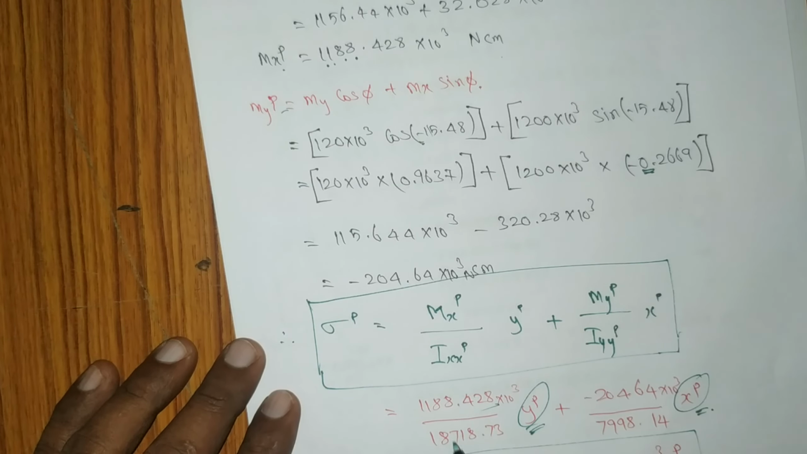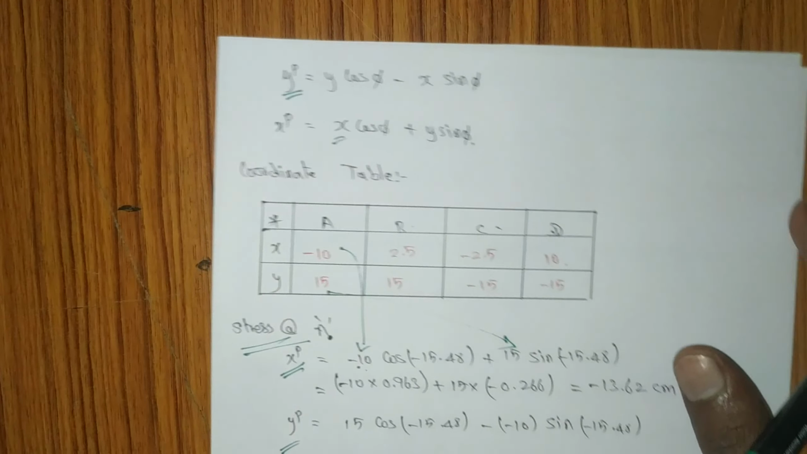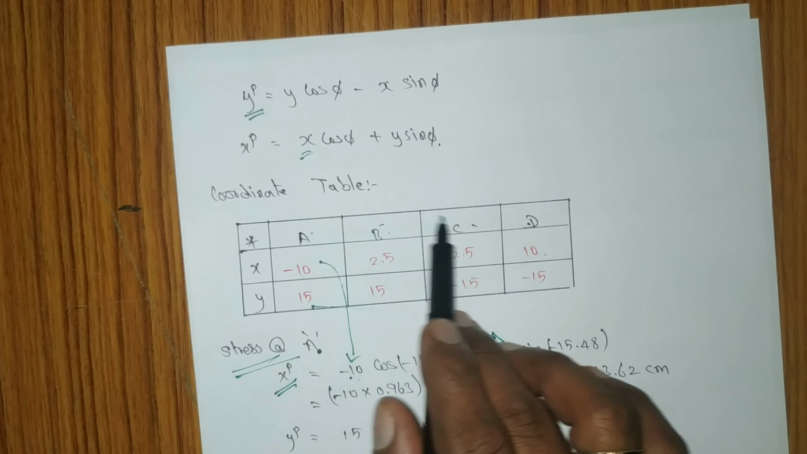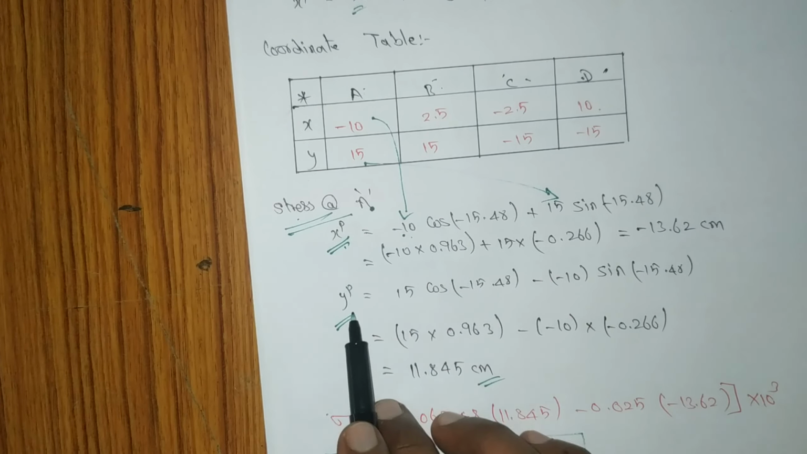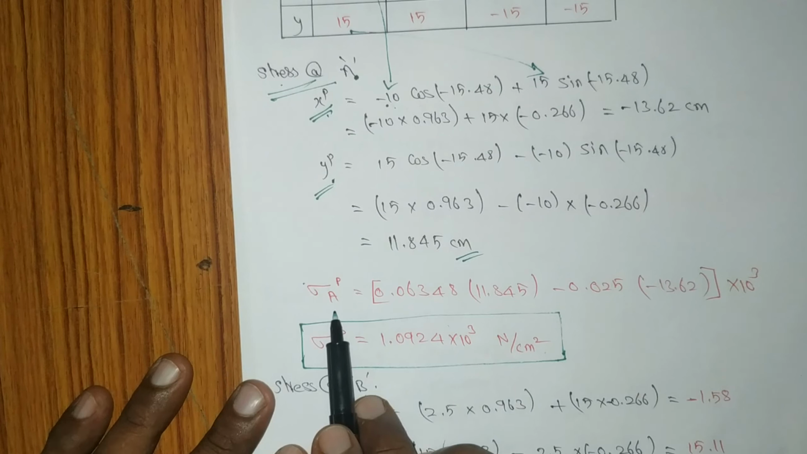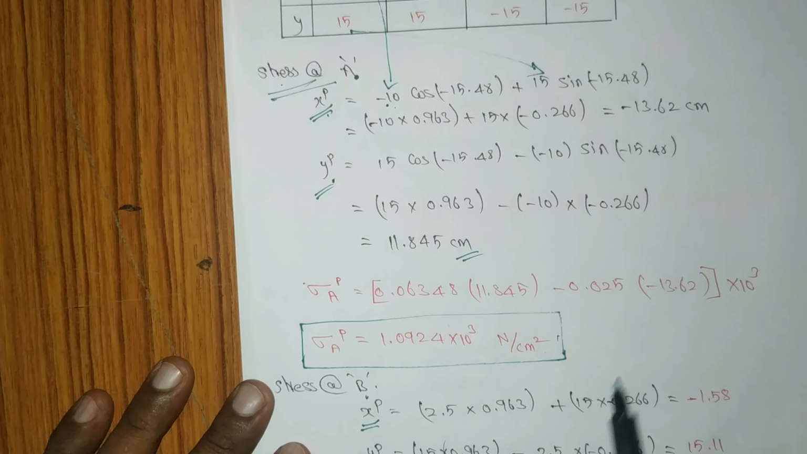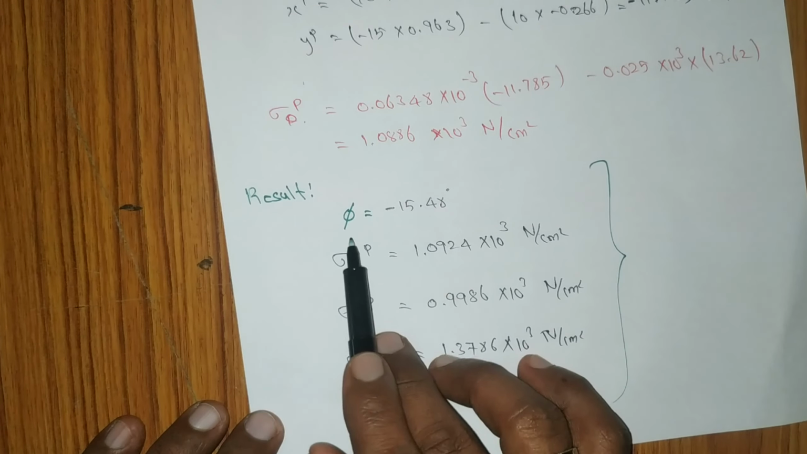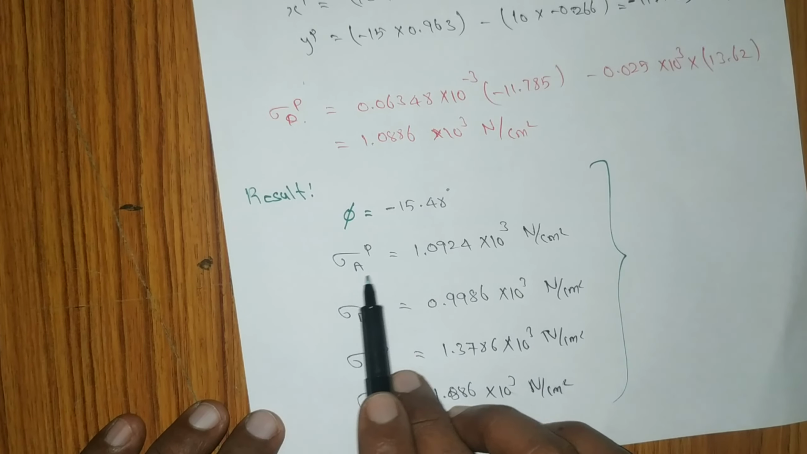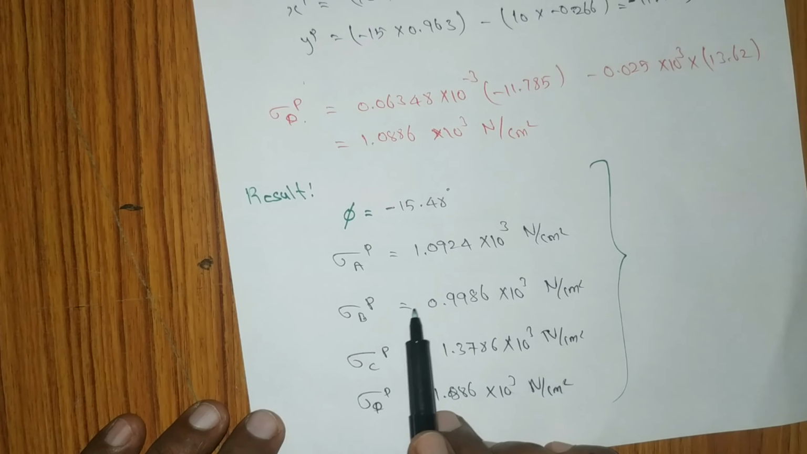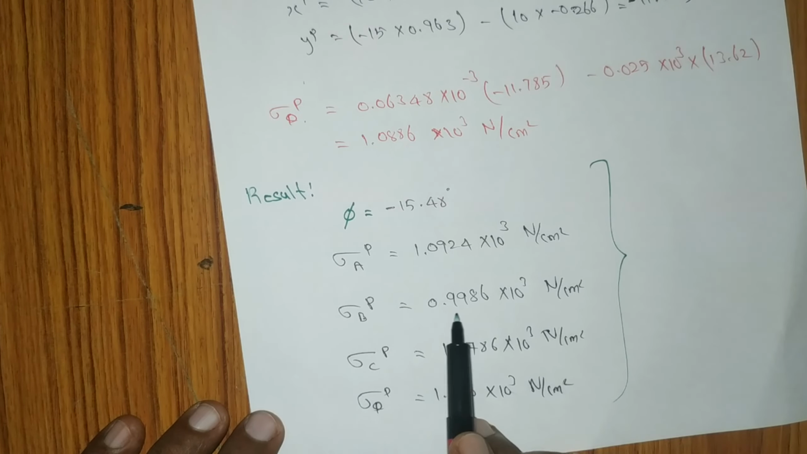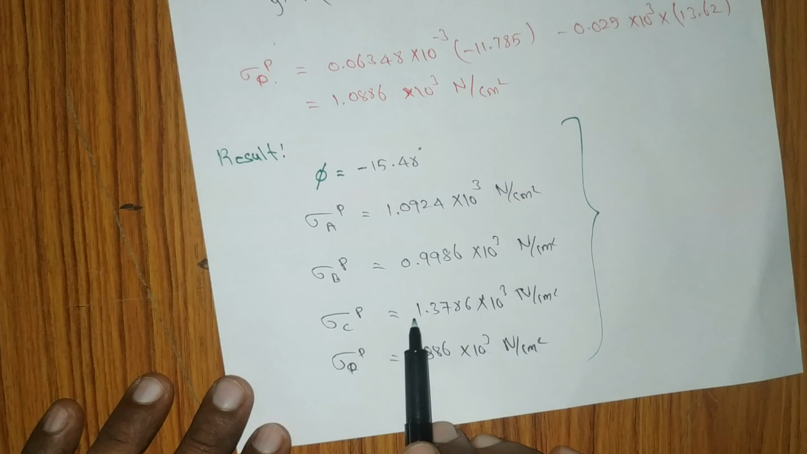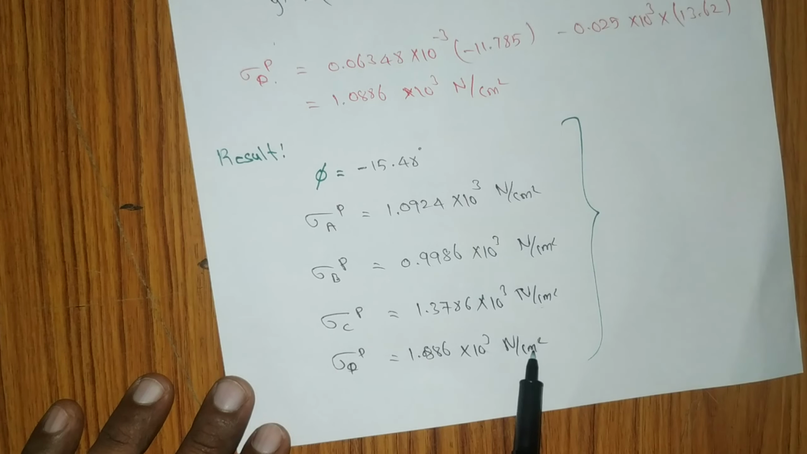The Mx formula we know, the Ixx formula we know, so xp and yp we need to find out. For that, we need to find the coordinates from the centroidal values, for each point they are asking, and substitute xp and yp in the stress formula. We will get sigma AP equal to the value, and similarly for B, C and D sections. Finally we have the results: φ equals minus 15.48, sigma A equals 1.092 × 10^3 N per centimeter square, sigma B equals 0.986 × 10^3, sigma C equals 1.3786 × 10^3, and sigma D equals 1.0886 × 10^3 N per centimeter square.